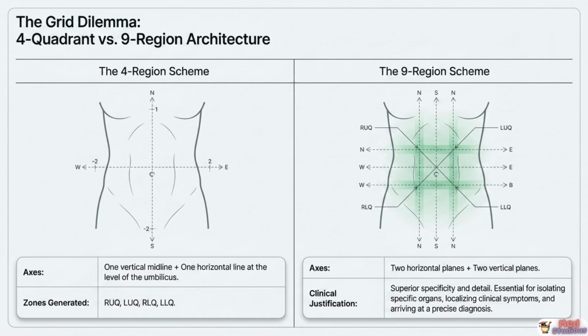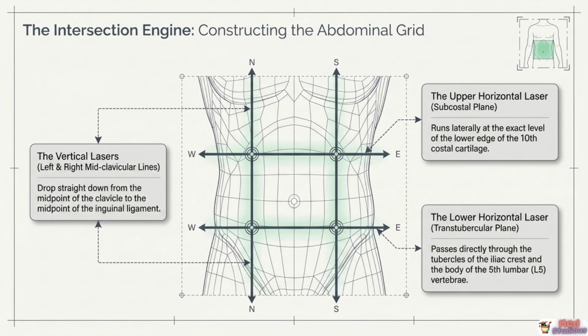Learn both. Use the 4-quadrant system for speed. Use the 9-region system for precision. Together, they give you complete clinical flexibility. Now, let's build the 9-region abdominal grid from scratch, because understanding how the planes are constructed anchors all the region names permanently in your memory.